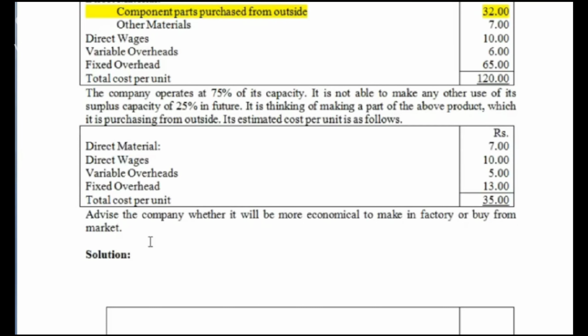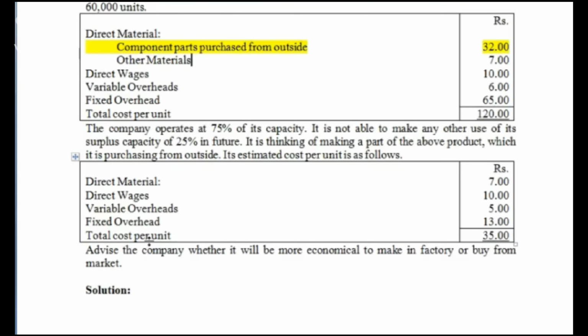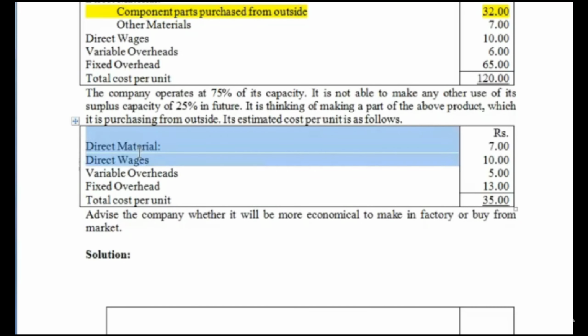Okay, so you have to advise the company whether this component part should be made in-house. Produce in the factory, manufacturing in the factory, or purchased from the outside. So one thing is clear, if you are purchasing from the outside, then there is a cost of 32 rupees. And here the cost structure of that component part is given, that it gives a cost of 35. At 35 rupees you will have to make it yourself.